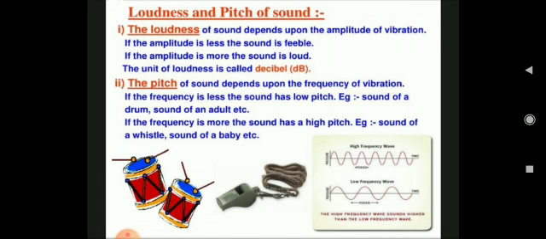Now if we talk about pitch, it depends upon the frequency of vibration. If the frequency is less, the sound has low pitch. Example, sound of a drum, sound of an adult, etc. If the frequency is more, the sound has high pitch. Example, sound of a whistle, sound of a baby, etc.